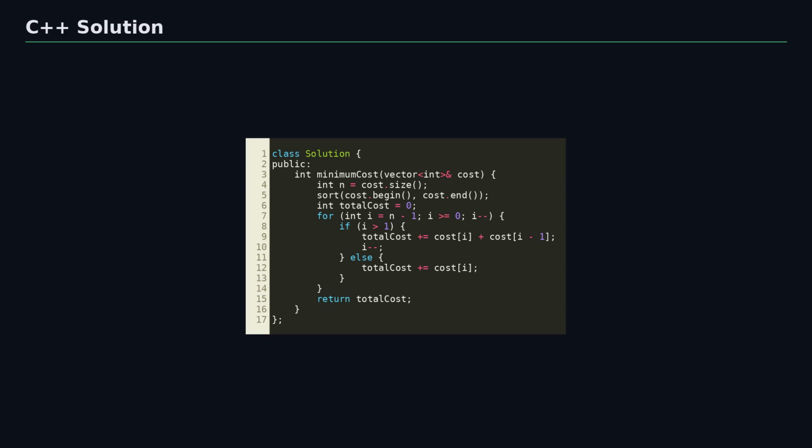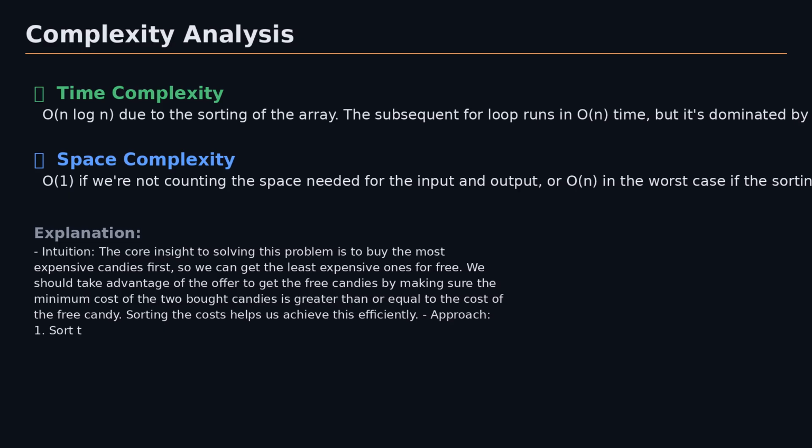We then start a for loop from the end of the sorted array, and we iterate backwards. If we're at an index that is greater than 1, we buy the 2 most expensive candies by adding their costs to the total cost. And then we decrement the index by 2, because we've already considered the next 2 candies. If we're at an index that is 1 or 0, we simply buy the last candy by adding its cost to the total cost. And then we return the total cost.